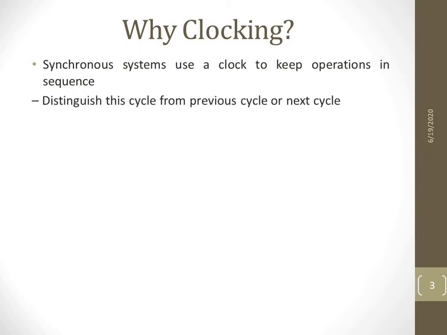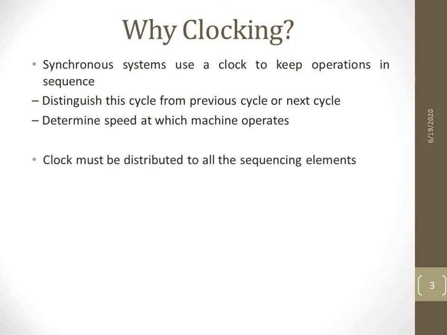To distinguish one cycle from the next cycle or the previous cycle, we make use of a clock. And to determine the speed at which the machine operates, the synchronous systems need a clock. So the clock must be distributed to all the sequencing elements like flip-flops and latches. They need the clock.